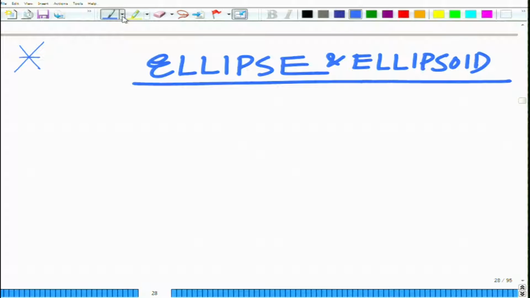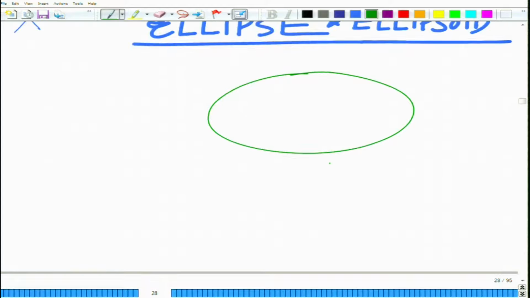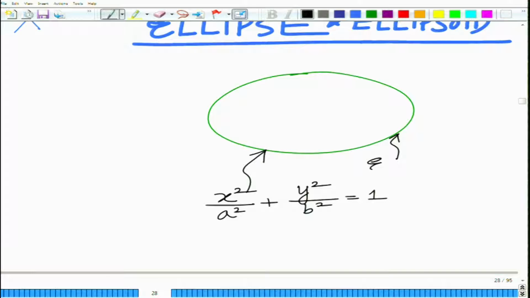Alright, and an ellipse, as you know from your high school knowledge, looks something like this, and is typically described by an equation. We are going to come to the general model in a little bit, but first look at a very simple equation for an ellipse described by x square by a square plus y square by b square equals 1. So, this is an ellipse.